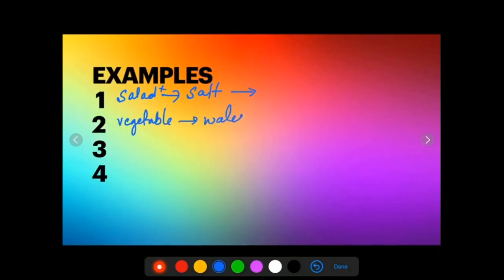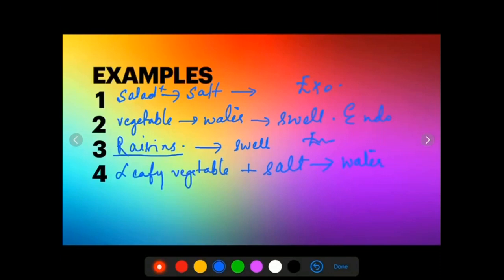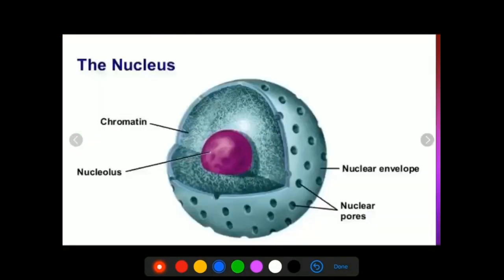Another example, if you take a dried vegetable or say a shriveled brinjal and place it in water, it will swell up. This is due to endosmosis. If you take dried raisins and place them in water, they will swell up. These are examples from daily life. If you have observed your mother preparing vegetables, and if she is preparing a leafy vegetable in the pan, as soon as she adds salt to this leafy vegetable, immediately some water comes out. That is due to exosmosis. Here it is exosmosis, here it is endosmosis. We should take examples from daily life.